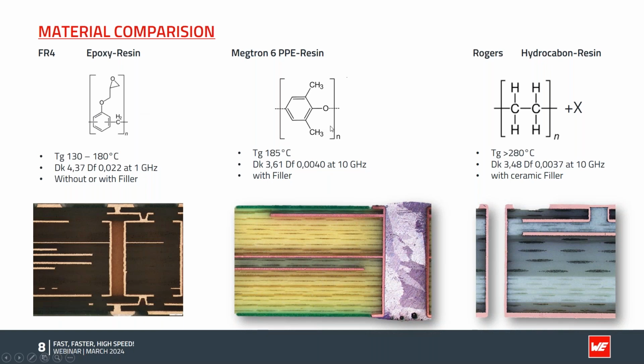For comparison, some other materials, for example, the Panasonic Megtron 6. Here the supplier modified the material to a lower DK, and very important, a lower loss. Yeah, you can see here it's 1 decade better, low loss material at higher frequencies. So that's very important. And he achieved this by changing the resin.